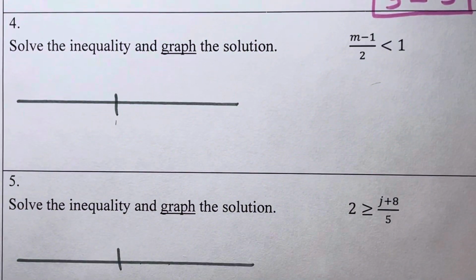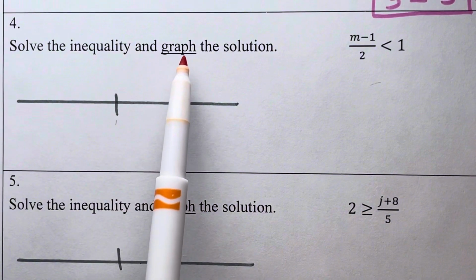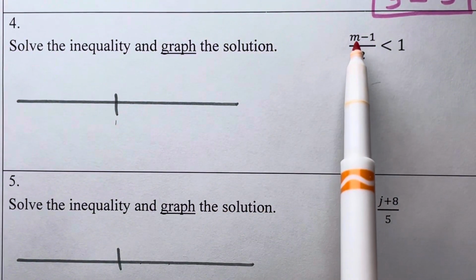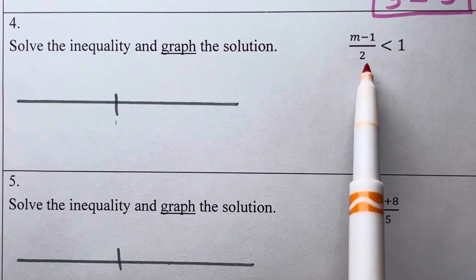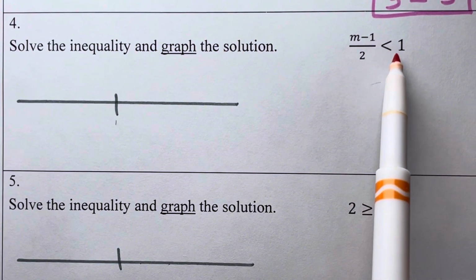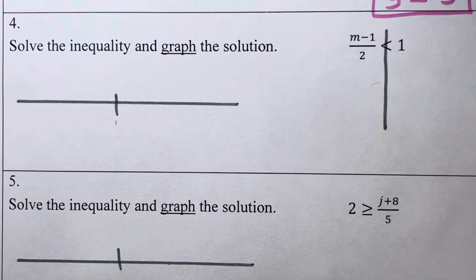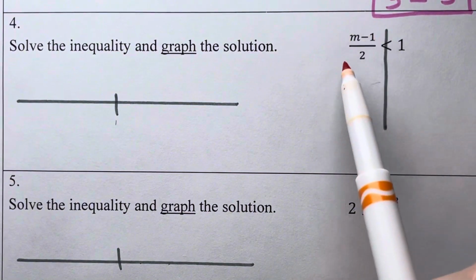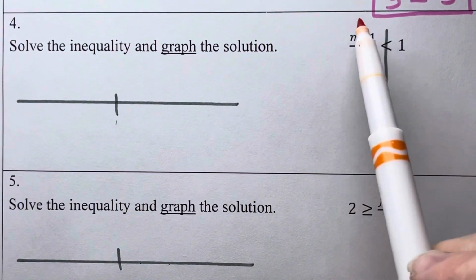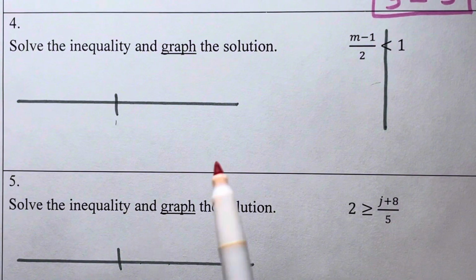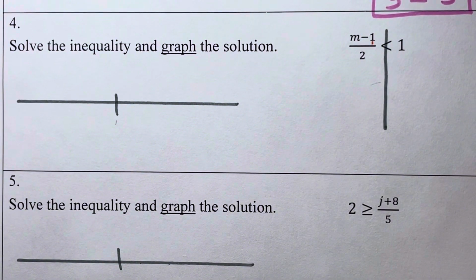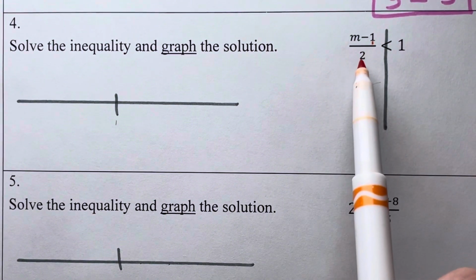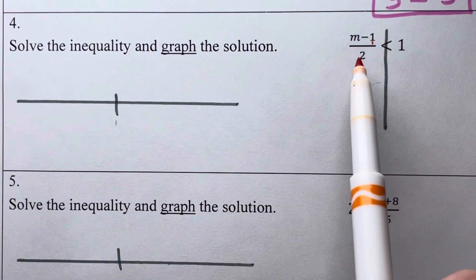Example 4. We're going to solve the inequality and graph its solution where we are given the quantity of m minus 1 over 2 is less than 1. Problems that are set up like this usually mess with people's heads, so I thought it'd be a good one to go over. Since we have a binomial at the numerator of our fraction, we have to get rid of the fraction first and foremost.